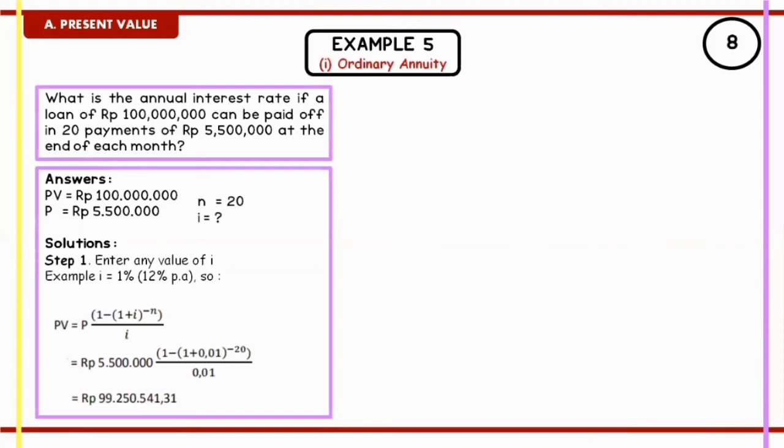This is the example 5, how to find I or interest rate of ordinary annuity. What is the annual interest rate if a loan of 100 million rupees can be paid off in 20 payments of 5 million 500 thousand rupees at the end of each month? And this is the step 1, enter any value of I. Example I equals to 1% or 12% per annum. So this is the PV result.